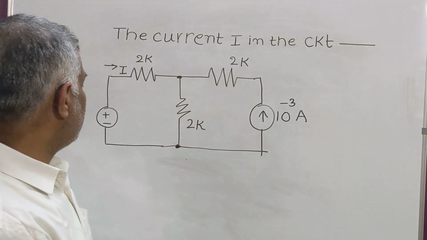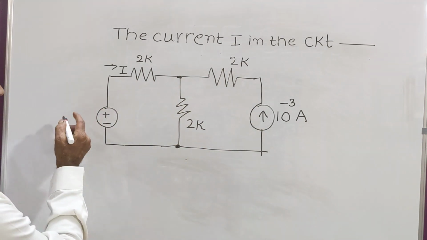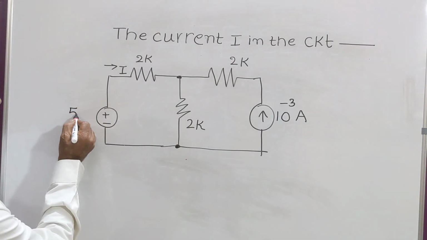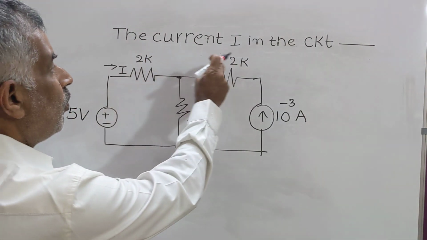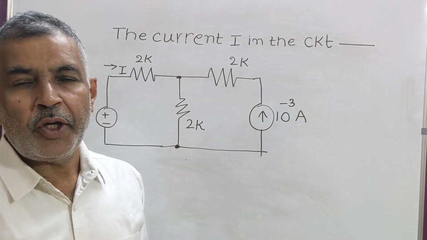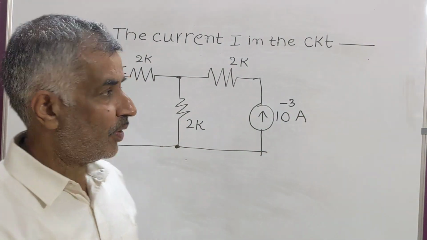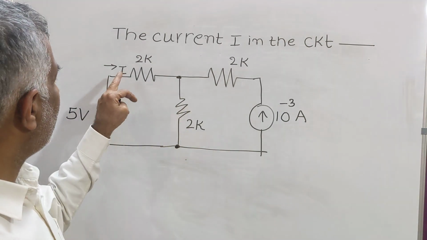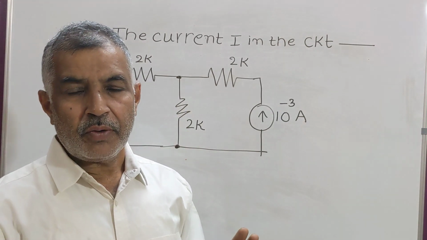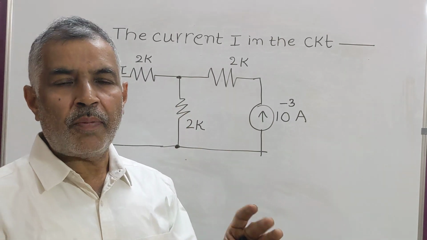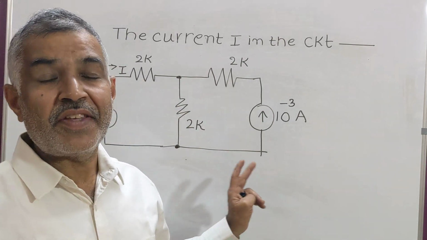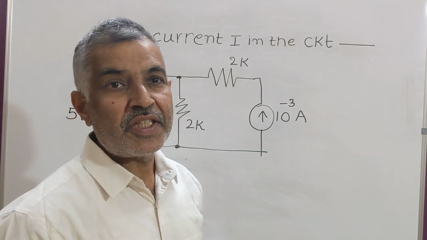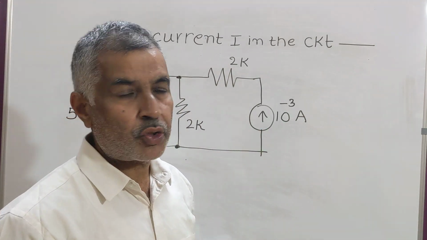As soon as you look into this network, here there are 5 volts, 5 volts, 5 volts, 2 kilo ohms, 2 kilo ohms, 2 kilo ohms, and 10 to the power of minus 3 amperes, or 1 milliampere. So this is the network. You have to find this I. Readily it should come to your mind that you have to use KCL and KVL. To solve this problem, you require KCL, KVL. Basics are very important for students.